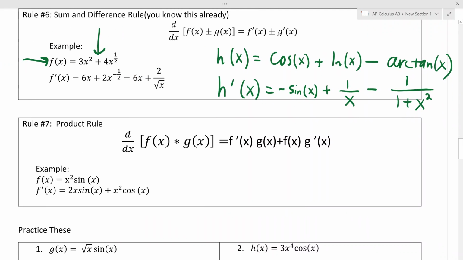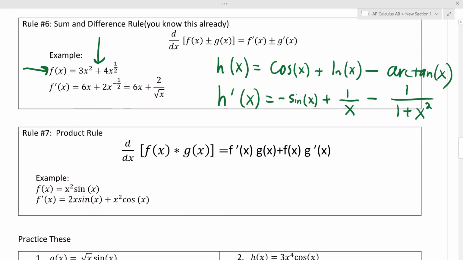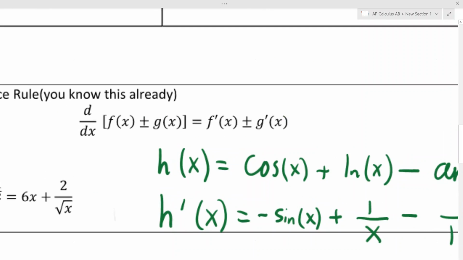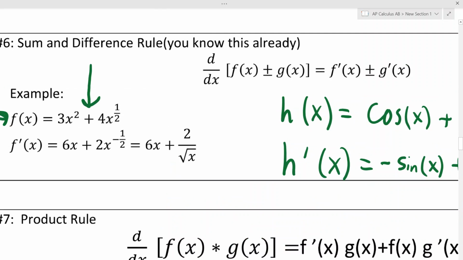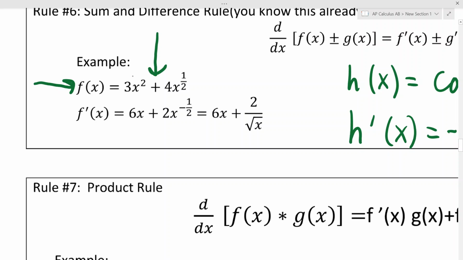Then you need to think about, are they being multiplied? Because if functions are being multiplied, sadly, you cannot just derive each of them like we could with the pluses. Remember, with the pluses, we could just derive each piece separately. So, like here, 3x squared just derives to 6x. This derives to that, and you're basically done. The plus stays in the middle.